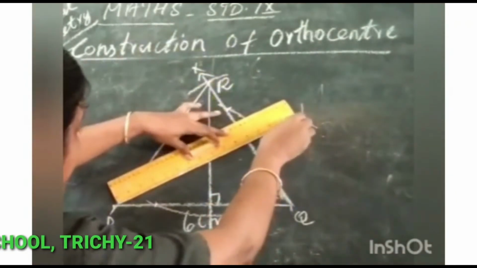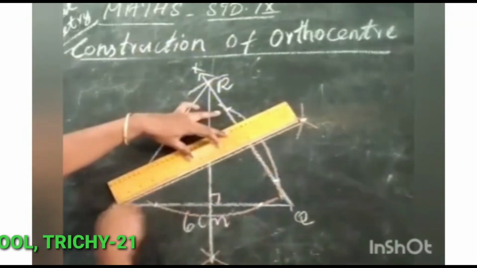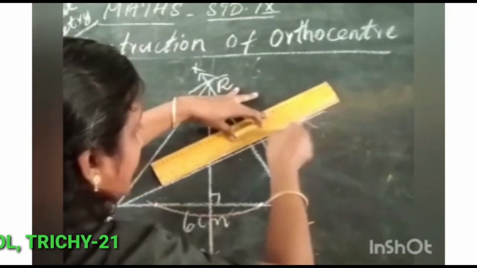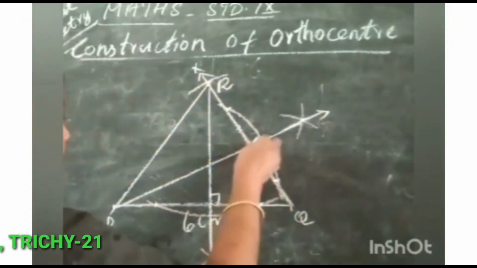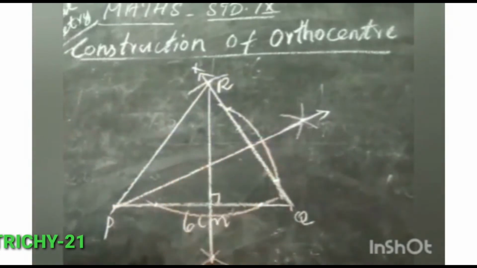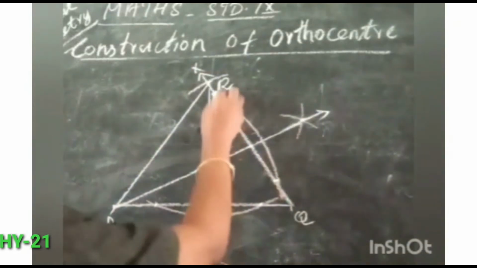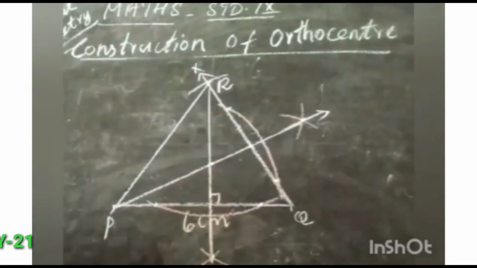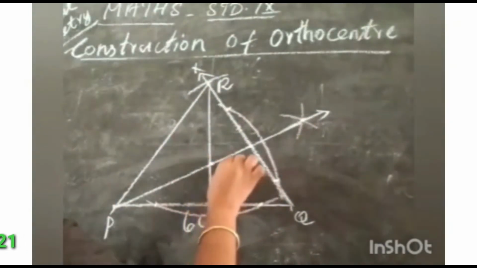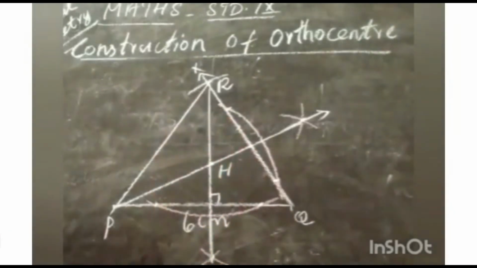And you can extend this one. Here you will get another point. Here these are two altitudes. These two altitudes meet at one point. That point is denoted by H. That is the orthocenter of this triangle.